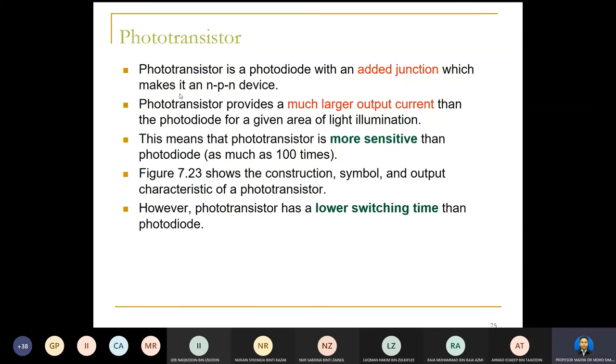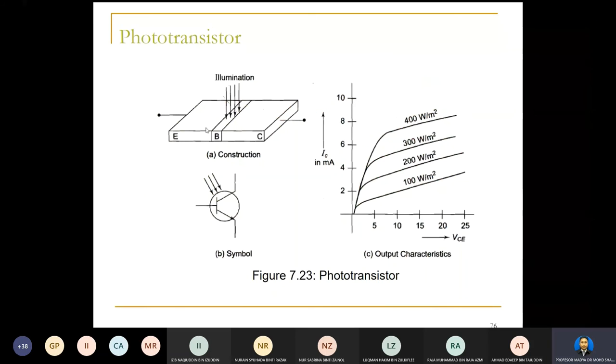So this is the construction of the phototransistor. We have two types, NPN or PNP. For example, this one is NPN, and another one we have is PNP. This one is the output characteristic of our phototransistor. So we have three legs. For the transistor we have the emitter, base and collector. This is the electronic part. So this is the symbol for the phototransistor.